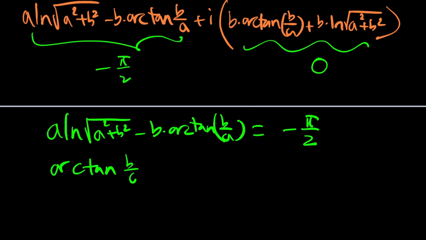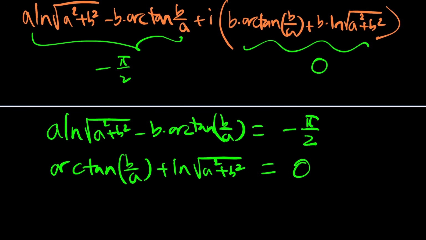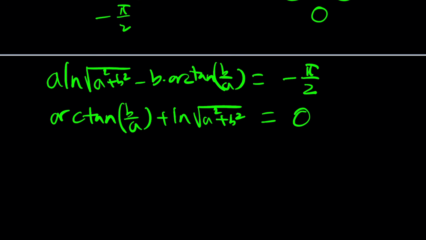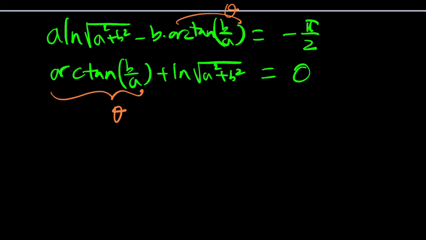Arctangent of b over a plus ln square root of a squared plus b squared. And from here, you get 0. Okay? Awesome. This is a system, so we should be able to solve it, right? No, wrong. How do you solve it? It's quite complicated. But if you look at it, this seems to be repeating. So maybe we can call it something like theta. This can be theta, and this can be theta, and then this can be ln r. But that would be too many variables. Maybe just stick to these for now and see if you can simplify this.